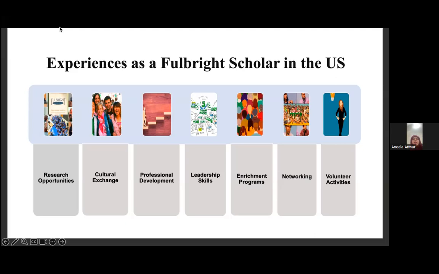And among the many memorable experiences, my favorite one was the Fulbright Enrichment Program. During this event, scholars from across the United States, even across the world, gather at a central location, and they share their experiences, and they have seminars, leadership presentations, and guest speakers there. And my favorite is the hospitality dinner.